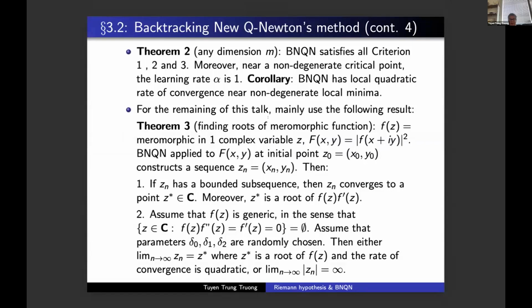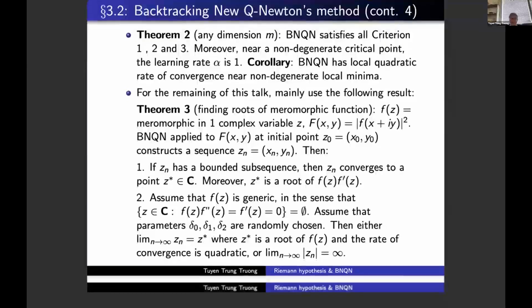And more importantly, for finding roots of a holomorphic function, it is very good that if the sequence we constructed has a bounded subsequence, then it converges to a point in C, and this is a root of f or a root of f derivative. And secondly, if f is standard, in the sense that f and its second derivative have no common root with the f derivative, then this z star will be a root of f and not a root of f derivative. The point is, in this case a root of f derivative will be a saddle point of the function capital F, and we know that we can avoid the saddle point, so we don't have this issue.